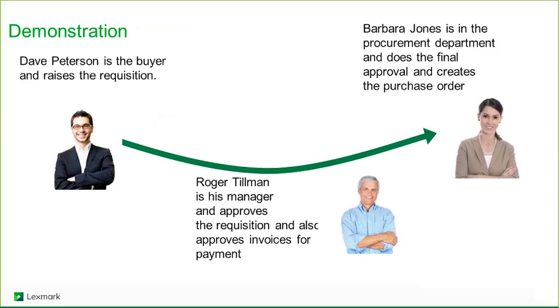Could be anyone in the company that has the ability to purchase on an indirect basis. So Dave is in marketing, and Roger is his manager. And, of course, he's going to be used for approving the requisition. He could delegate this. He might be off on vacation. So you start to see the complexity built into this process as we start to look at the variation and the exceptions. And then finally, Barbara, who is in procurement, has final approval, and she's going to create the supporting purchase order.